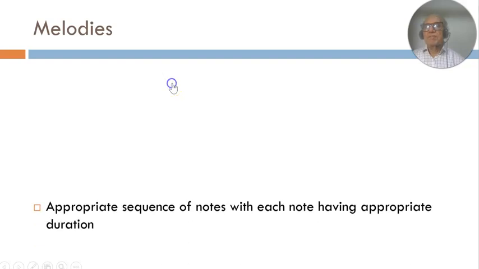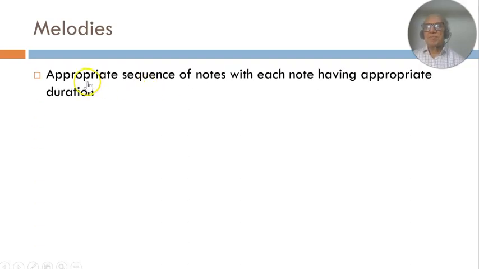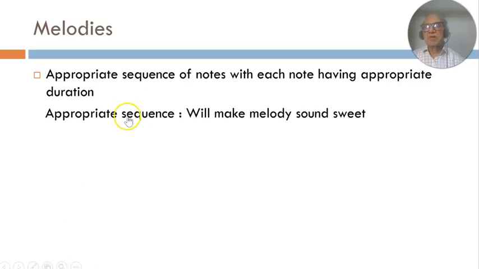Now what are melodies? These are appropriate sequences of notes with each note having appropriate duration. What do we mean by appropriate sequence? An appropriate sequence of notes is one which will make the melody sound sweet, sound good, which of course means that there are no set rules for this, although there are certain rules in music which are often followed. However, this is more of a subjective thing, and the process is a creative process.